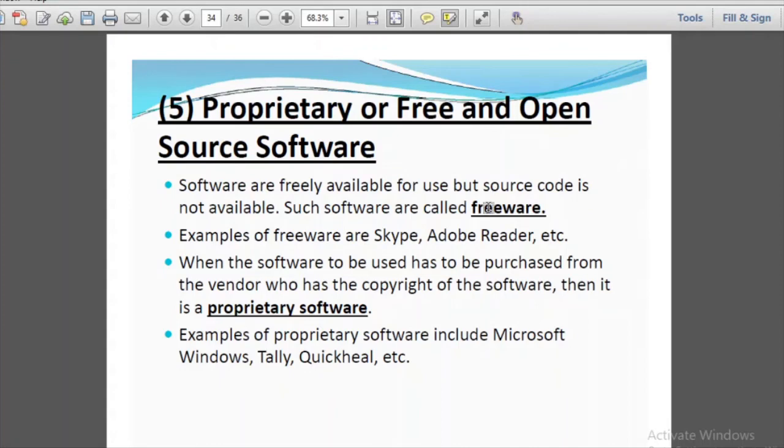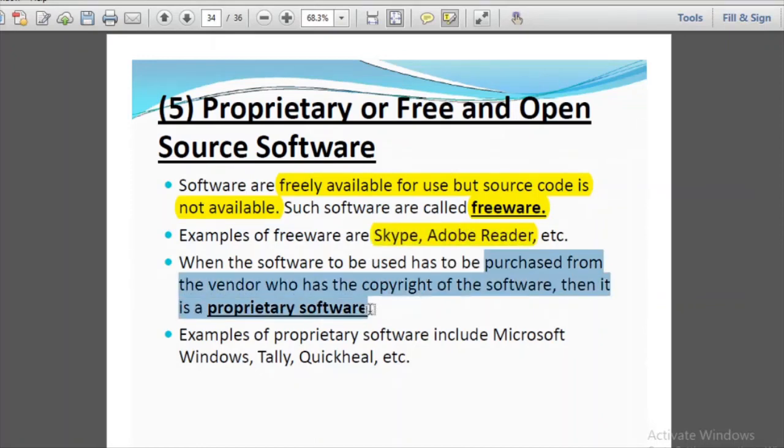Next is freeware software. Now freeware software is freely available for use, but it does not provide the source code. You can freely use them, but you cannot see their source code. Examples are Skype and Adobe Reader. Then there is software which you need to purchase from the vendor who has copyright of the software. Copyright means they have a patent for that. Basically you can't use that software without the permission of the owner, by paying them a certain amount. So those are called proprietary software, and Windows, Tally, Quick Heal are certain examples of proprietary software.